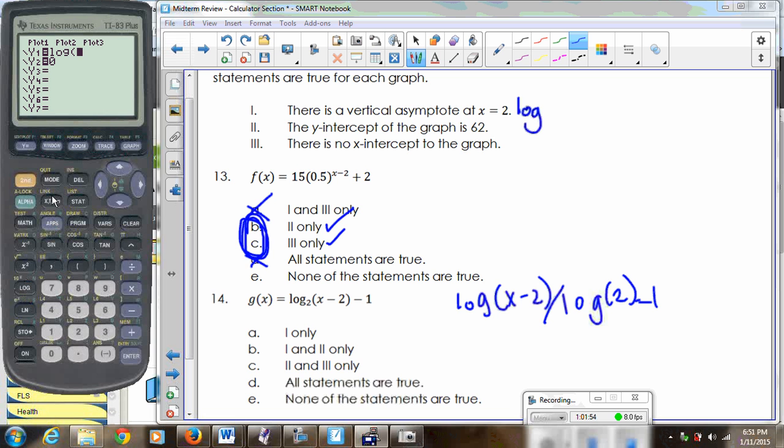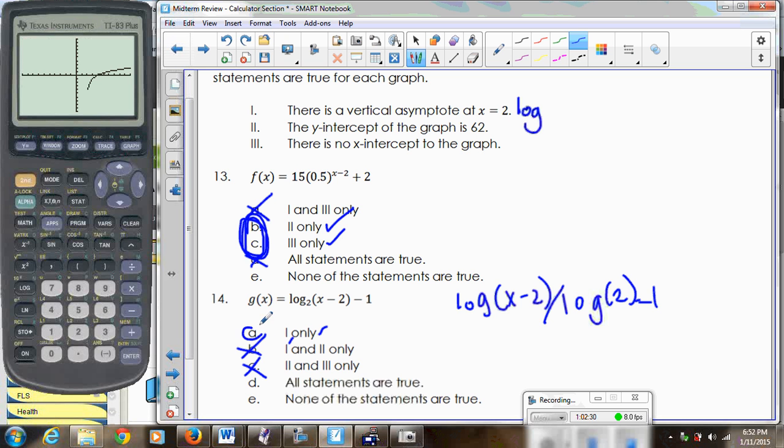So I'm going to have to type in the log of x minus 2 divided by the log of 2, and then minus 1, and then graph it. And so in this case, there is a vertical asymptote, so 1 is true. The y-intercept is 62, that is not true, so it can't be 2. And then it says there is no x-intercept, so 3 is false as well. So the only thing that is going to be true is statement 1.